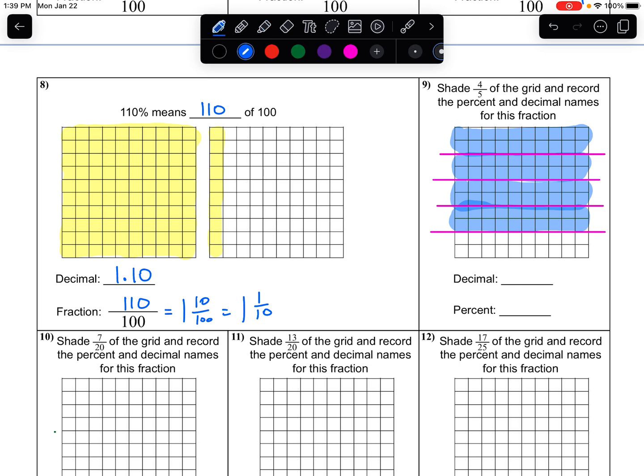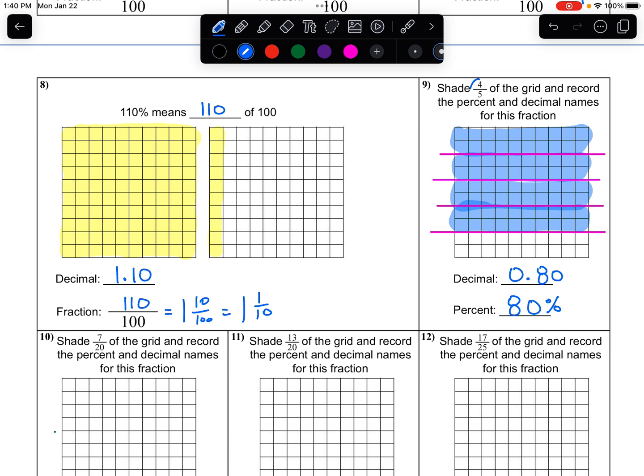So 4/5, what is that as a decimal? Well, let's write it as a percent. I just shaded 20, 40, 60, 80 little pieces, so 80 out of 100. And that's what a percent is, out of 100. So 80 out of 100, that's 80%. What is this decimal? It is 80 hundredths. You can also say 0.8.